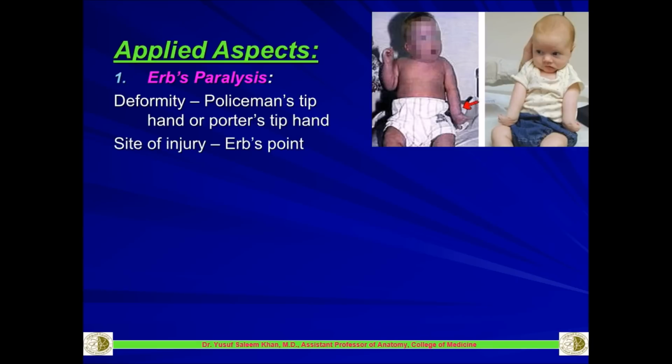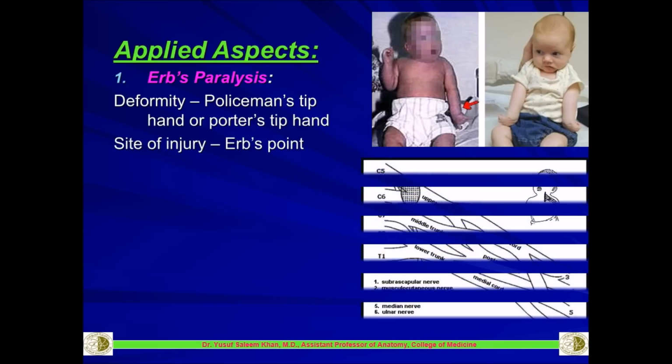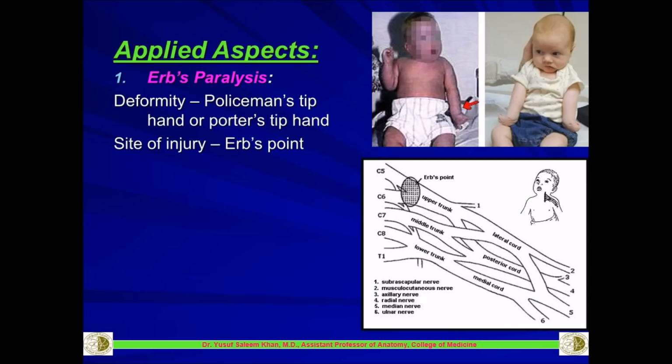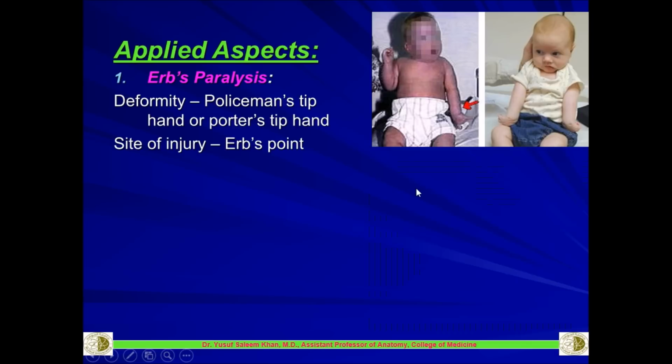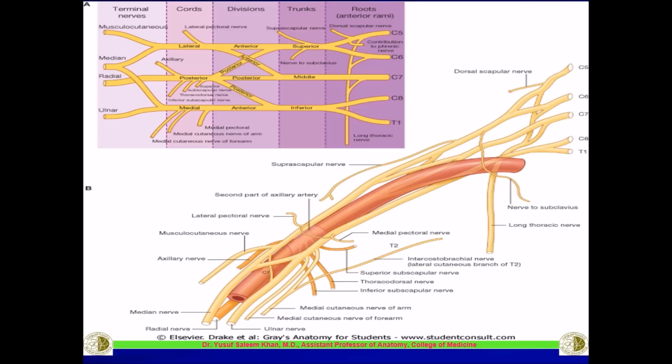The site of injury is called Erb's point. What is Erb's point? If you see, this is the upper trunk which is formed by the C5 and C6 roots. In this upper trunk, the point where the six nerves meet, that point is called Erb's point. If you see this picture, you can see here the upper trunk formed by C5 and C6.